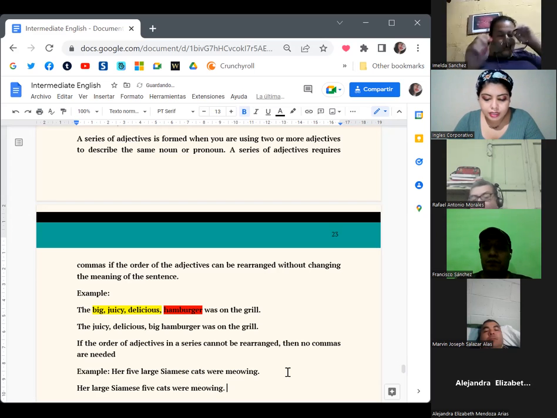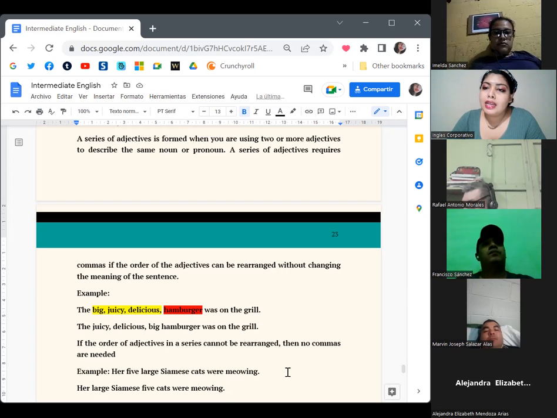So in the first one, it says that the sentence does not make any sense if we change the words like in the second one. So in this case, it is not necessary to add the commas because we have just one order for those words. So if we change five large Siamese to large Siamese five cats, it doesn't make any sense. So it is not necessary to change the order of the adjectives.